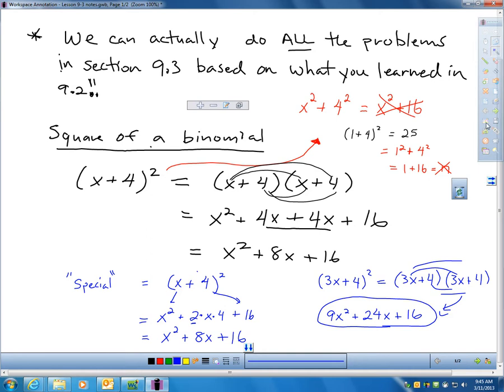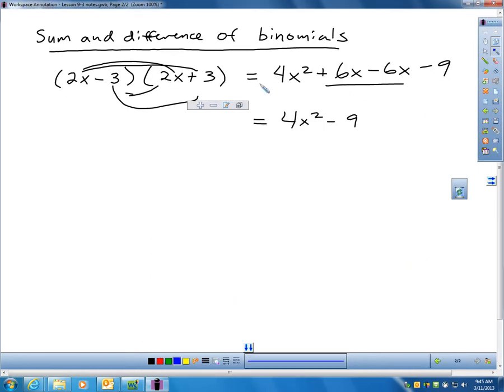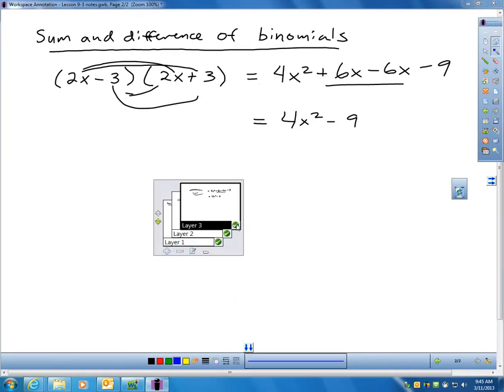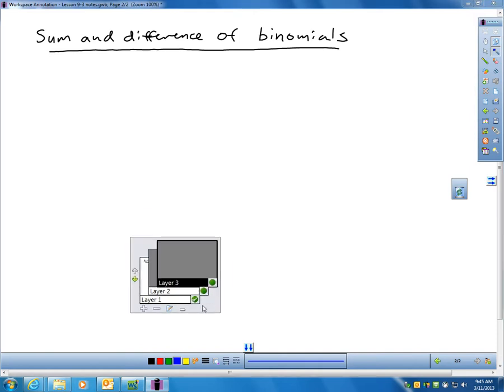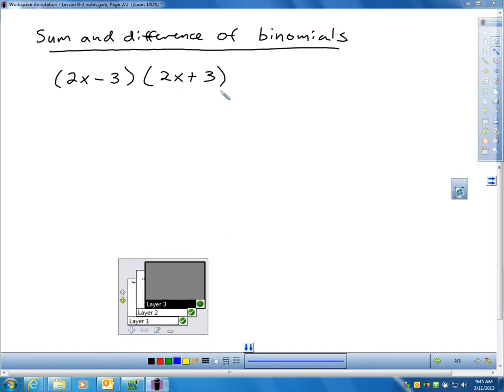There is one more shortcut we need to know, and it's called sum and difference of binomials. Let me put those there so we can start again. Okay, so here are two binomials, and do you see a sum? Remember, sum means add, and a difference. So it's the exact same binomial, other than one's a subtraction, one's an addition.